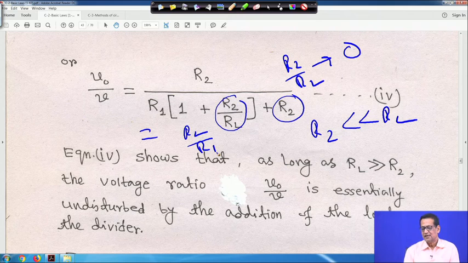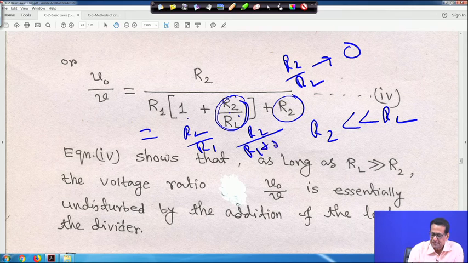So, as long as RL is much greater than R2, or R2 is very small compared to RL, that means this term you can eliminate. Otherwise, if R2 is totally neglected, then it will become R2 by R1. Otherwise this term can be eliminated compared to 1, because it is very small compared to 1. So ultimately it will become R2 upon R1 plus R2.